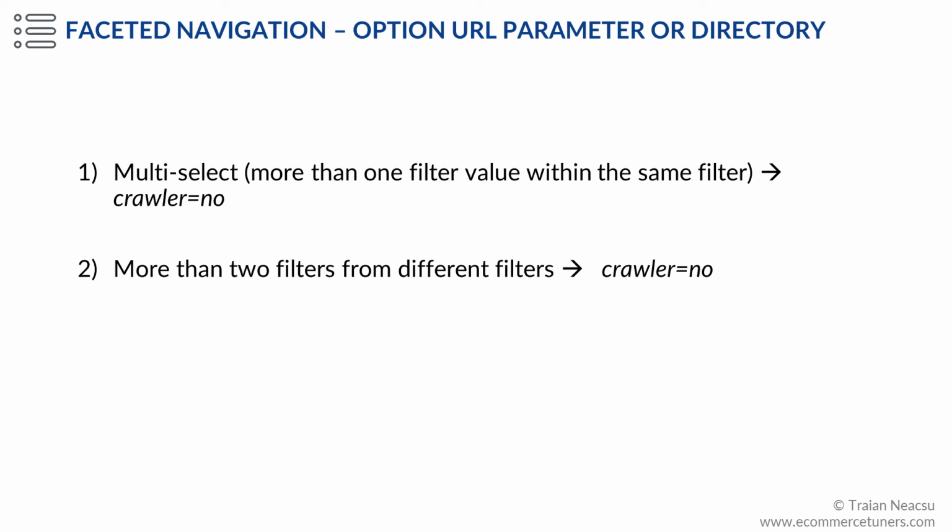In this case, you will add the crawler equals no parameter to all URLs generated when a second filter value is added on the same filter. Or, more than two filter values from different filters. In this case, you will add the crawler equals no parameter to all URLs generated when a third filter value is added, no matter which options were selected, nor the order they were selected.